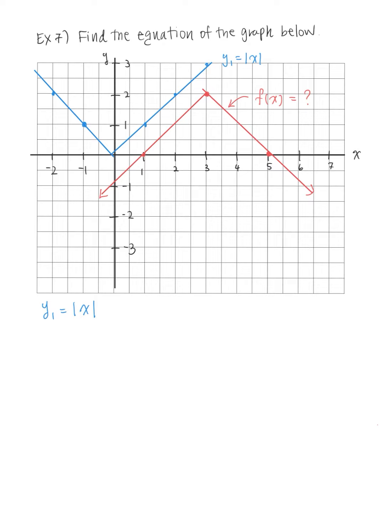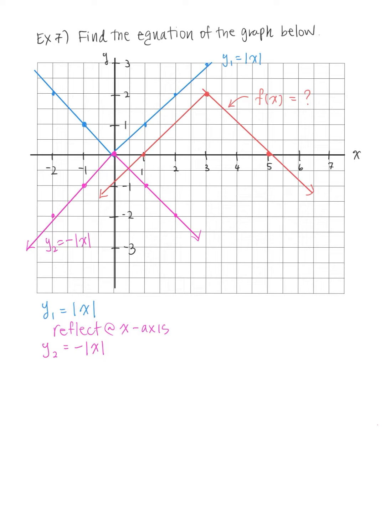That procedure will be, let me just write it out, reflecting at the x-axis. What you need to do is you're going to have to multiply y1 by negative 1. So here our y2 is going to be negative absolute value of x. Now let's graph that. So here it is. This is the graph of y2 equals negative absolute value of x.